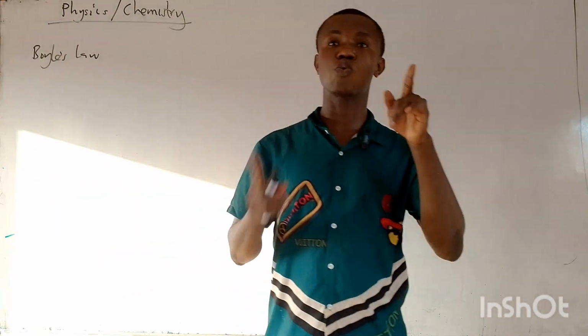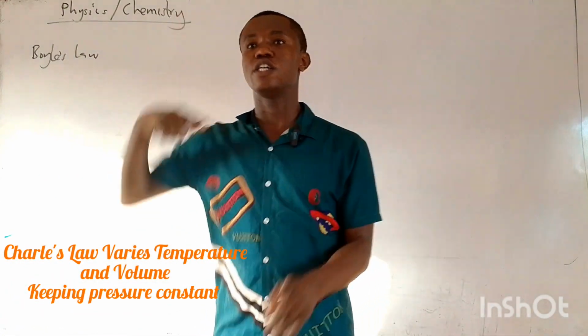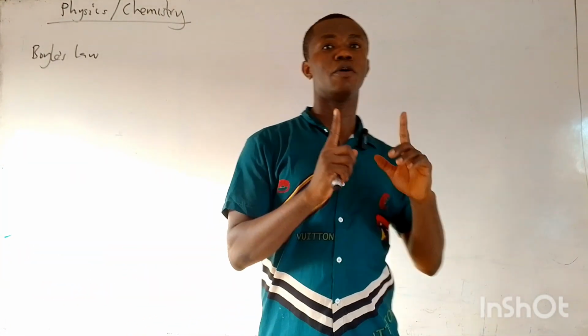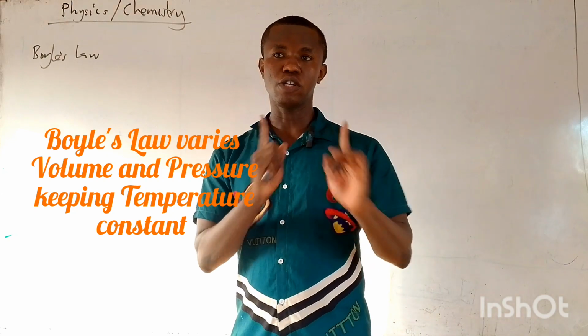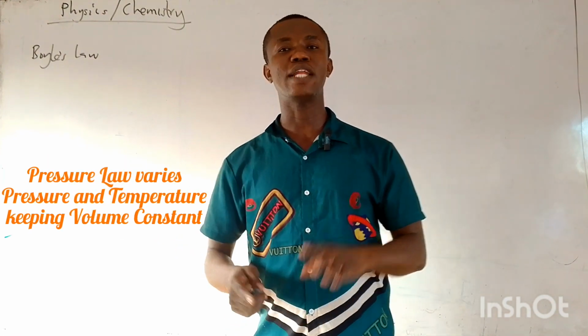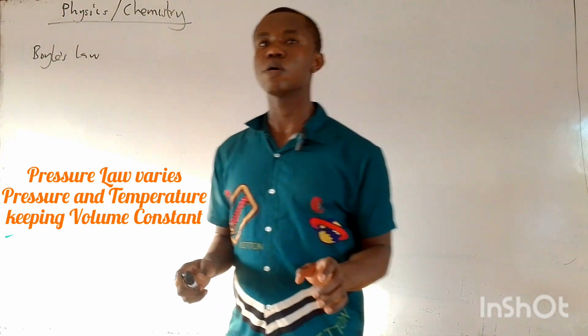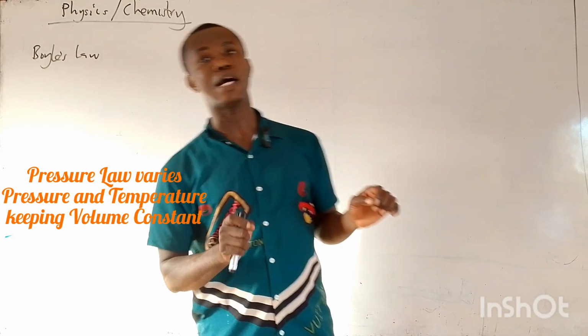Okay, in Charles' law, we see that temperature and volume vary, while pressure was constant, right? You will find that in Boyle's law, pressure and volume are varied while temperature was constant. Am I communicating? While in pressure law, you find out that pressure and volume and what?